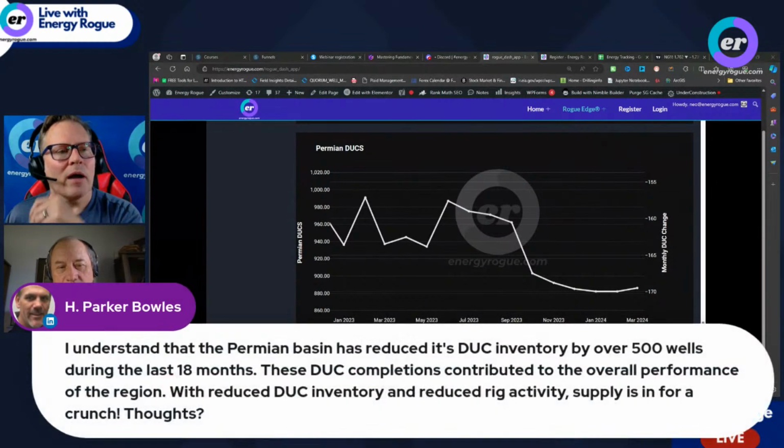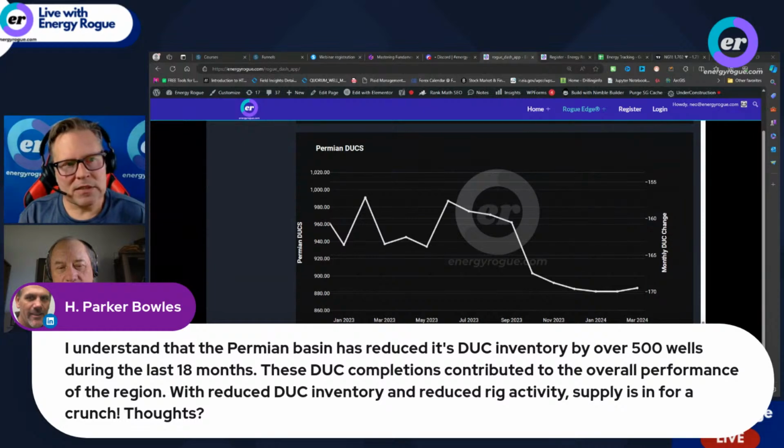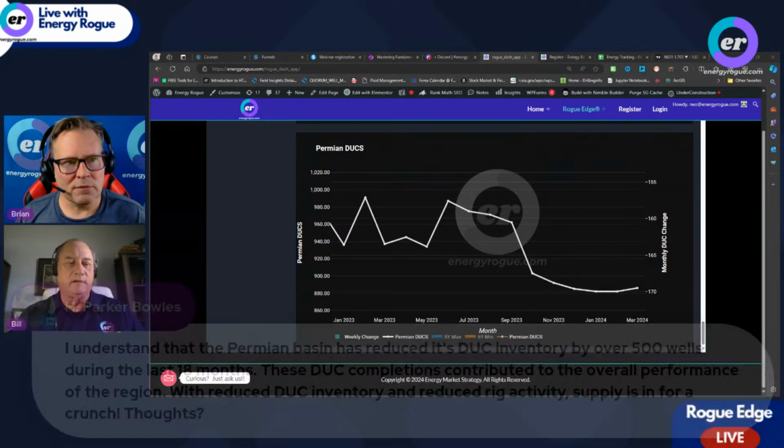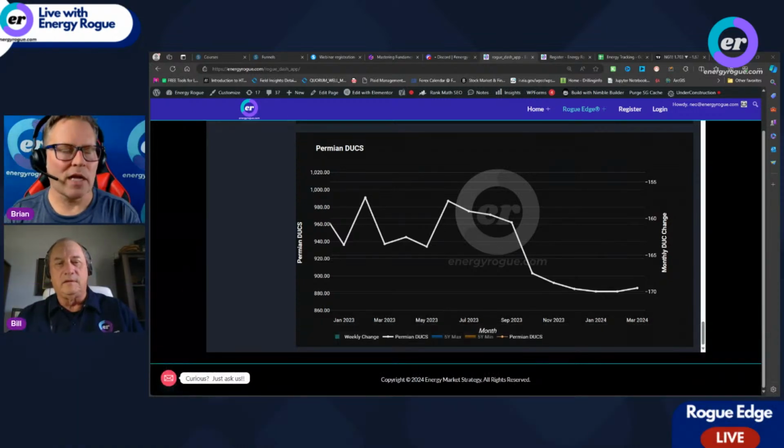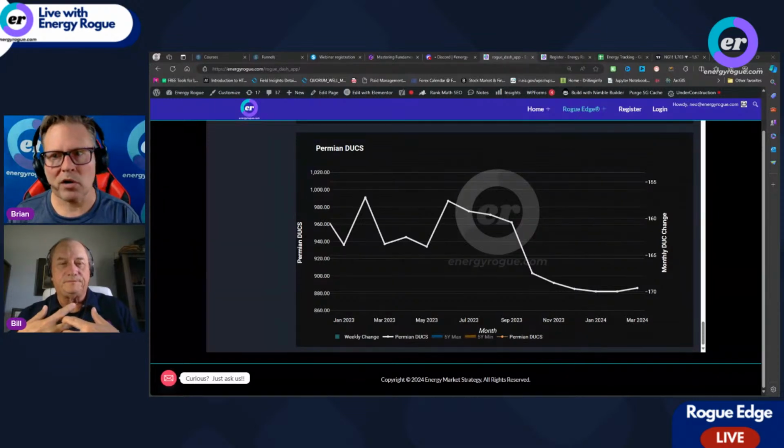Now I will say this data comes from the EIA through the Drilling Productivity Report. There could be different state numbers that are different than this number. So that's important to explore there, Parker. I'm not seeing the 500 wells.